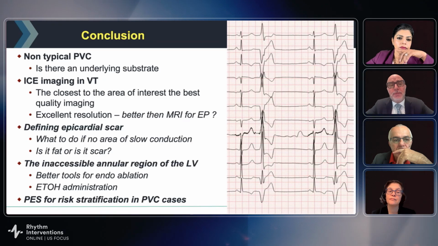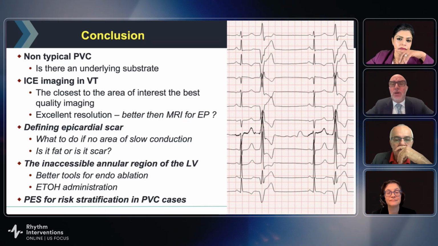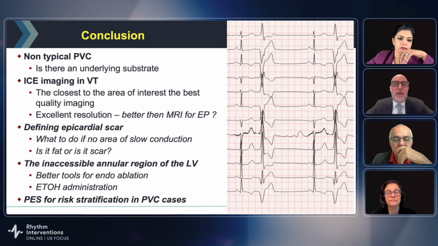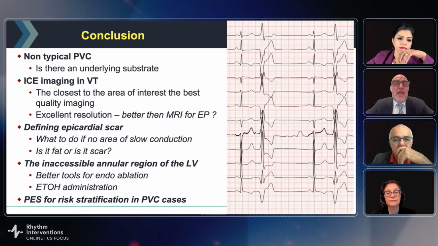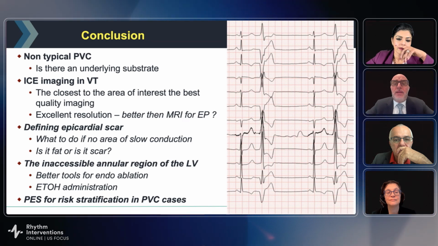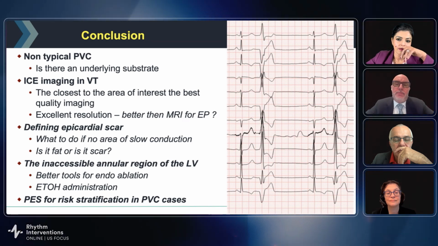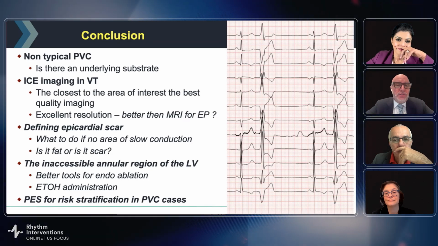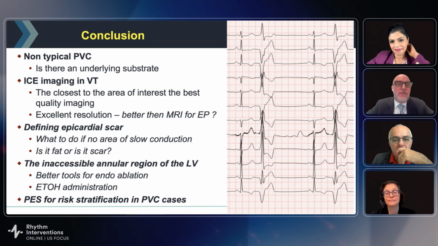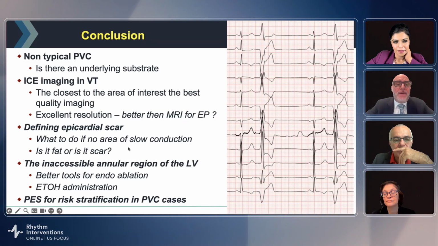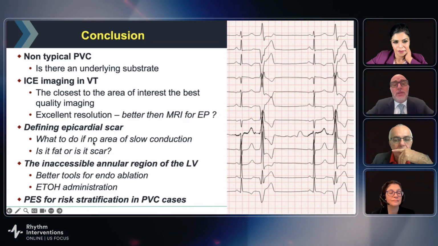So, non-typical PVC, open the discussion. Is there underlying substrate? It's always very important to define. I think the general concept here is the closest to the area of interest, the best quality. Excellent resolution. And I would like to open the question, is this better than MRI? Because we can use it in the EP lab. So you just need to learn how to use the tool. But it could be much better resolution in terms of substrate definition with the arrhythmia correlation. And defining the area of scar, I think, is very important.